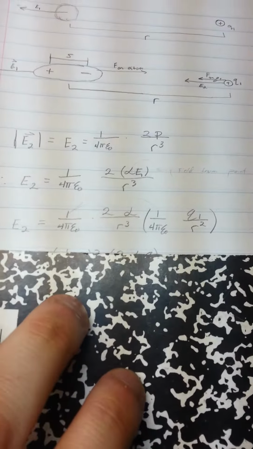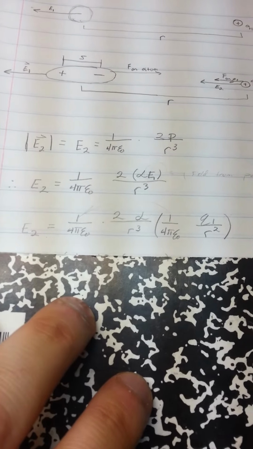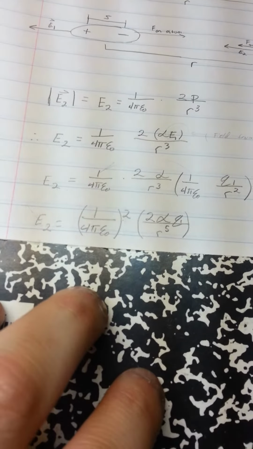Because this is just the field from a point charge, we know the point charge equation and can just plug that in directly, giving us this value. Combine a few like terms, and then we'll end up with this. And this is the electric field of the induced dipole.